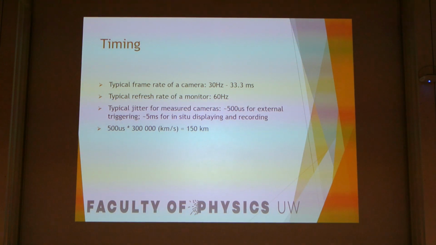And now the jitter. We measured the jitter for a camera during our work. We can either cheat a bit and use external triggering, and then we can get a jitter of about 500 microseconds. Or we can use a normal camera and get a jitter of about 5 milliseconds when we are displaying the same image and recording it at the same time. So even in a bit of a cheating way, 500 microseconds times the speed of light gives us 150 kilometers. So a lot.